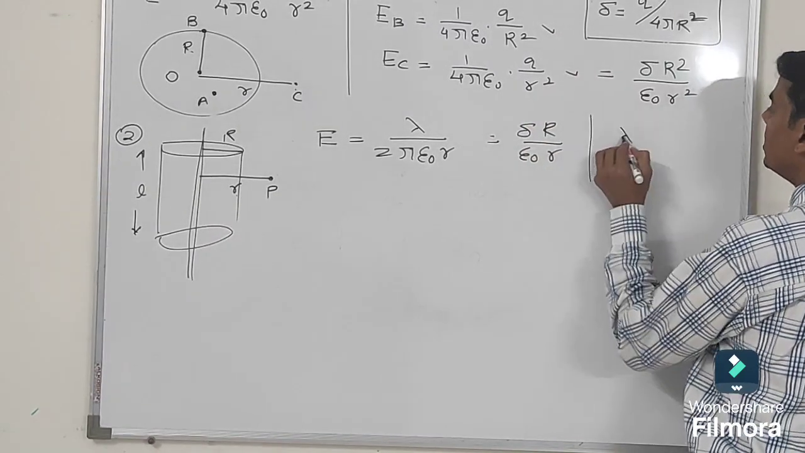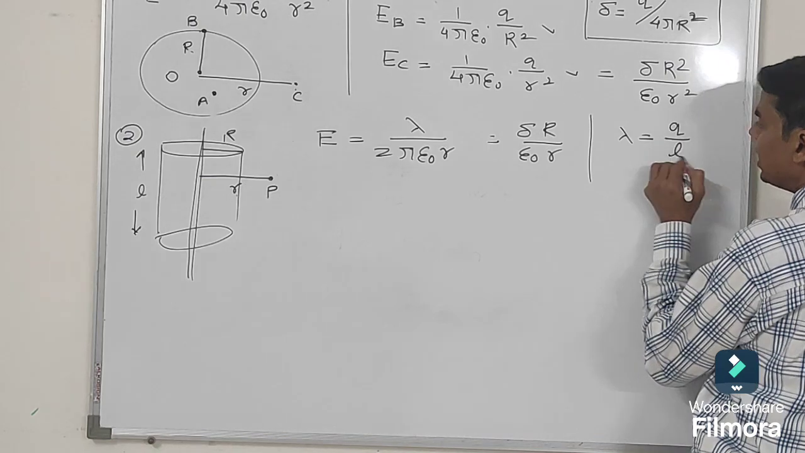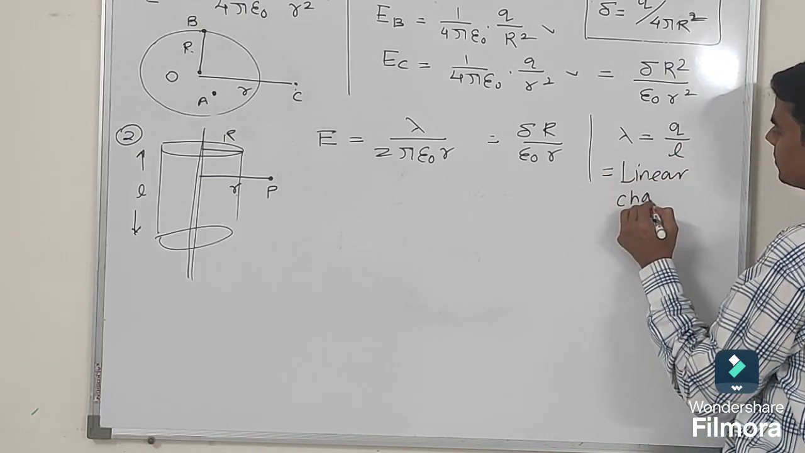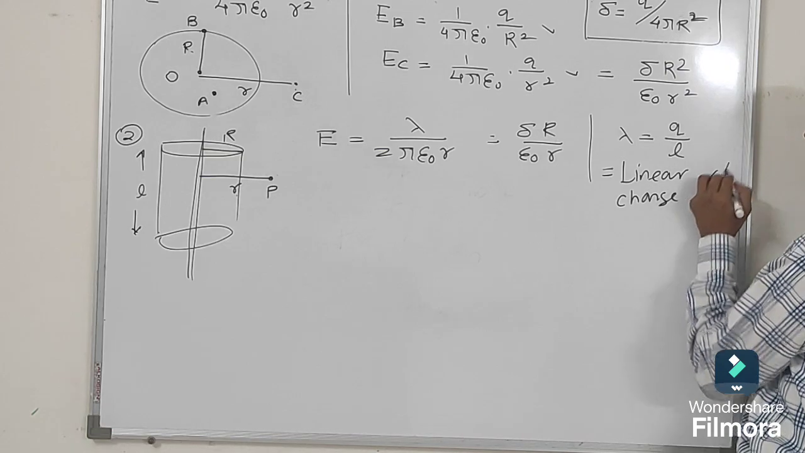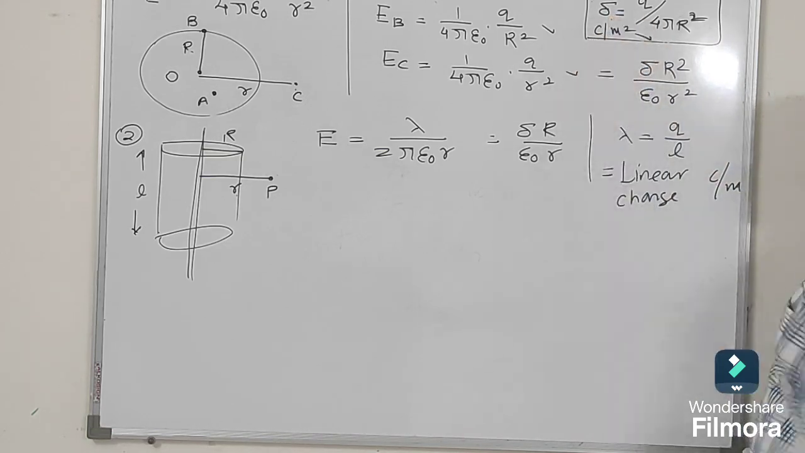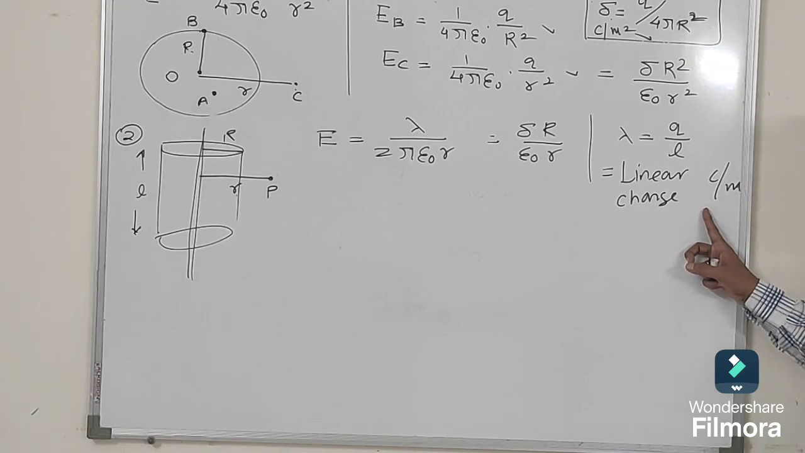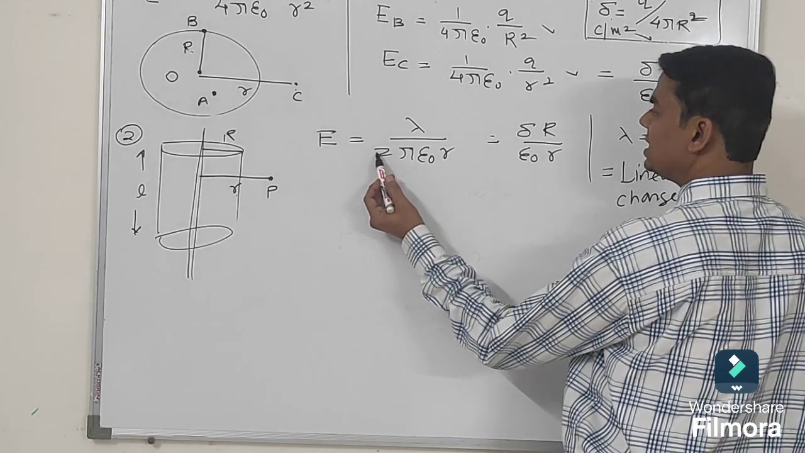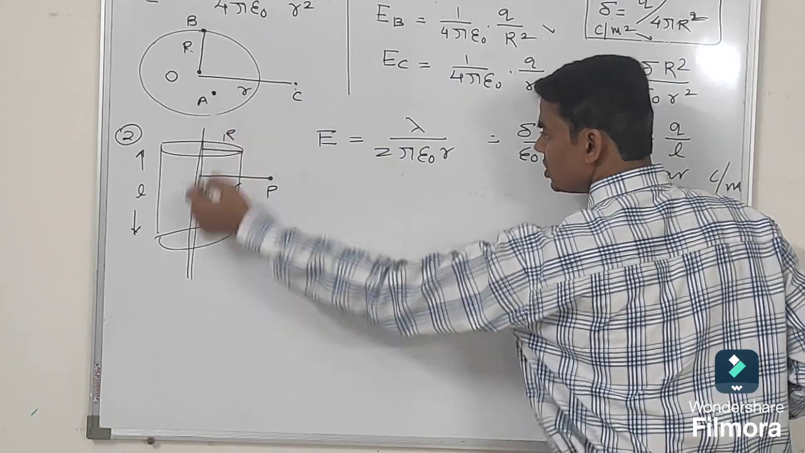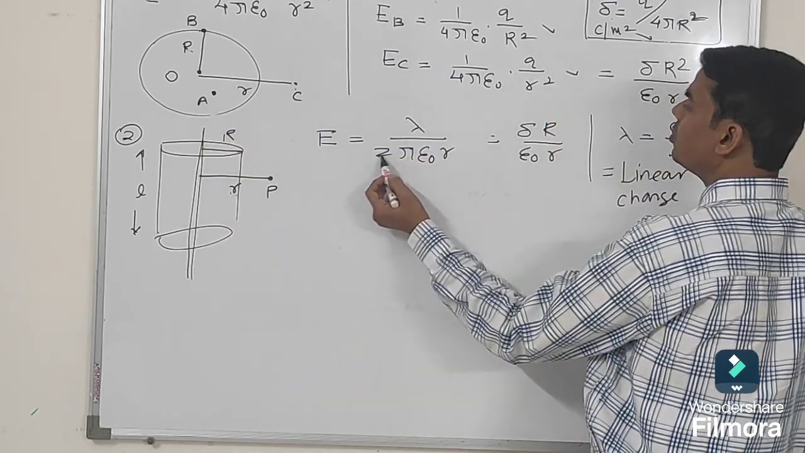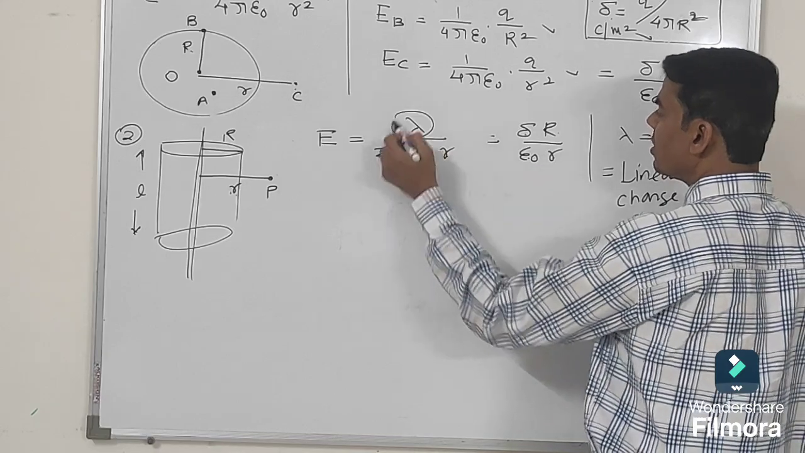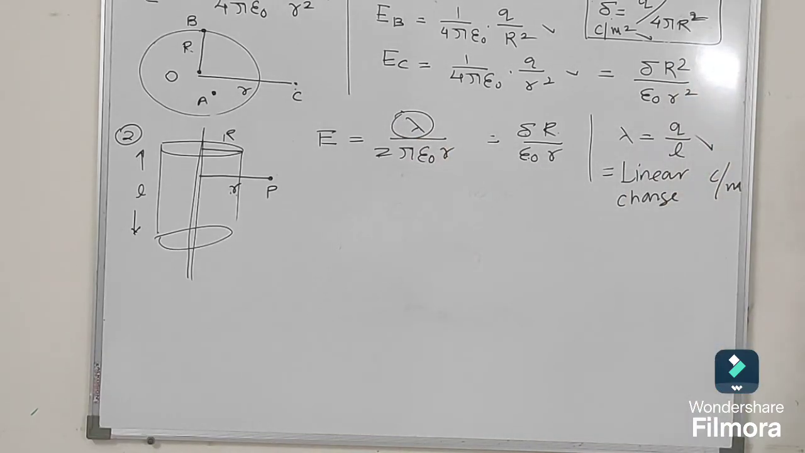And what is lambda? Lambda is charge per unit length. This is called linear charge density, that is coulomb per meter. This is surface charge density, that is coulomb per meter square. Charge per unit area, charge per unit length. So electric intensity at a distance r from the axis of the cylinder is lambda upon 2 pi epsilon 0 r, or sigma R upon epsilon 0 r, where lambda is charge per unit length.